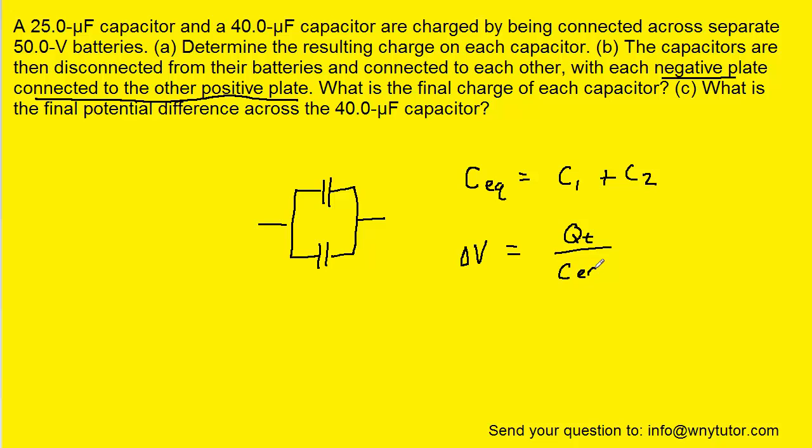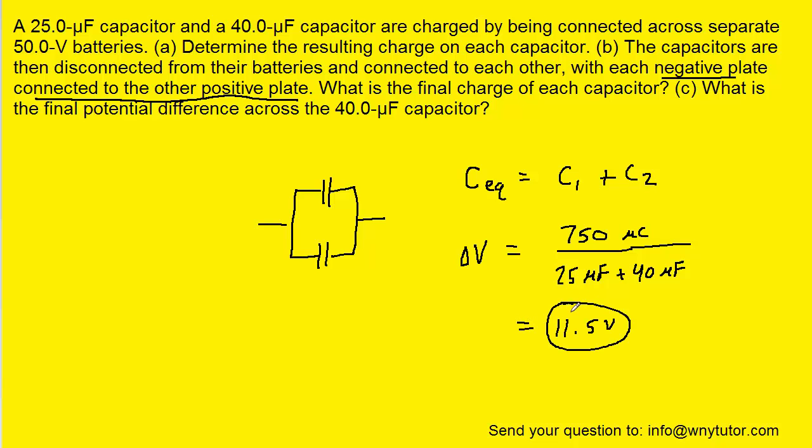Now again, we already know the total charge is 750, and then we can substitute this expression in for the equivalent capacitance. And we already have the values of each capacitance, so we'll fill them in. And when we compute this, we get a value of 11.5 volts. Notice that this value is the potential difference across both the 40 microfarad capacitor as well as the 25 microfarad capacitor because they are connected in parallel.